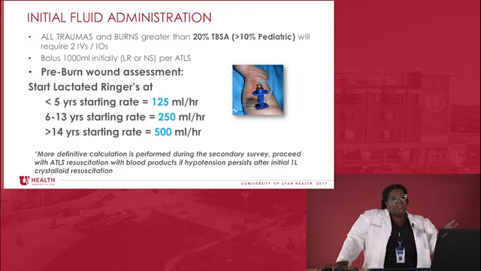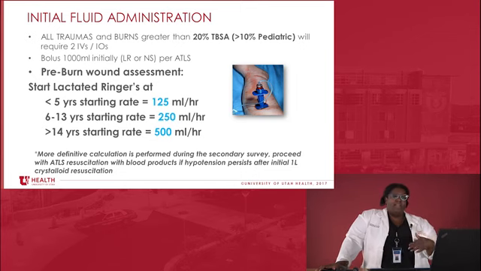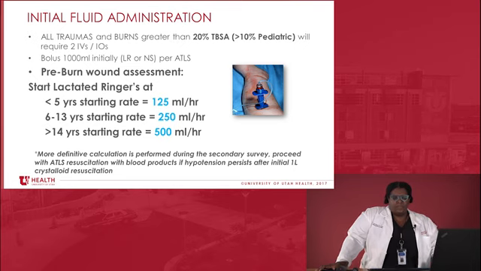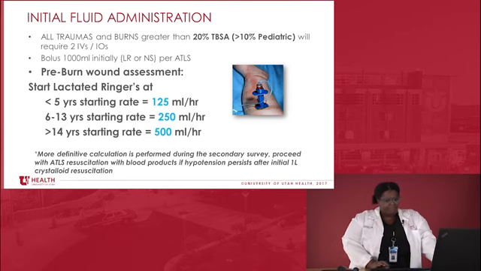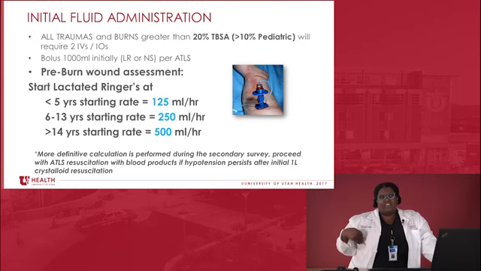So ABLS has set this up and said, if you don't really know, but it's at least 20%, just start your fluids here. If you are an adult over the age of 14, start your fluids at 500 mLs an hour. That's it. And you can just let that ride as you work through the rest of your primary survey and then move on. And then they have numbers for our pediatric patients as well. Okay? We will do a more definitive calculation in our secondary survey, and we'll keep fluids going.